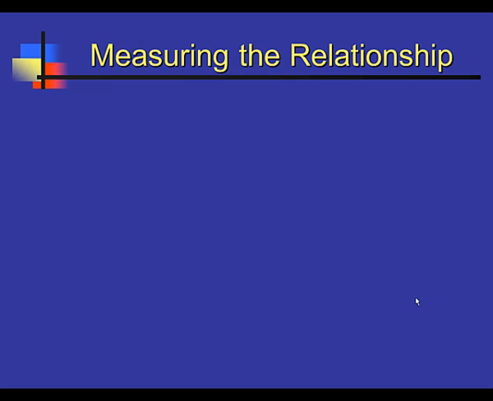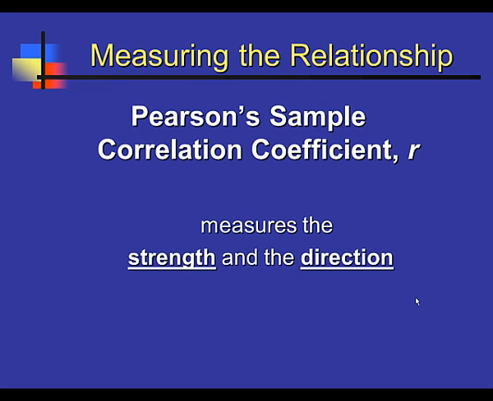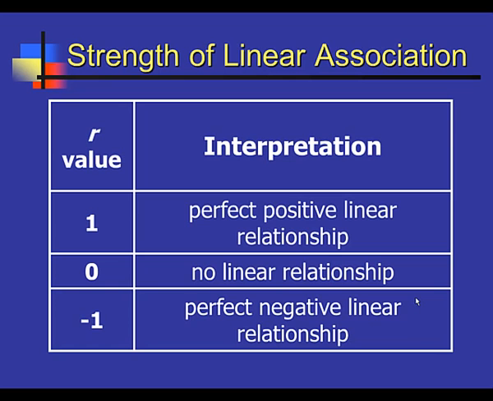We will use Pearson's sample correlation coefficient to measure the strength and the direction of the linear association between two quantitative paired variables. We're going to use little r to represent Pearson's sample correlation coefficient. The strength of the linear association ranges from r values of -1 to +1. And the closer r is to 1 in magnitude, the stronger the linear association. If r equals 0, then there is no linear relationship.